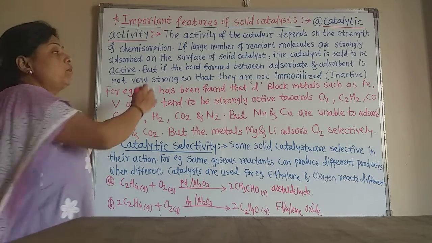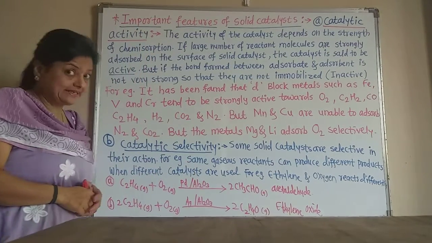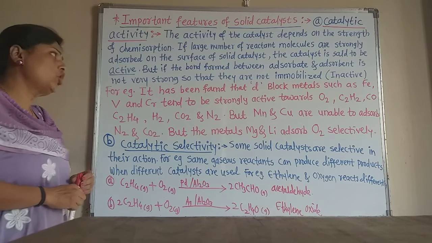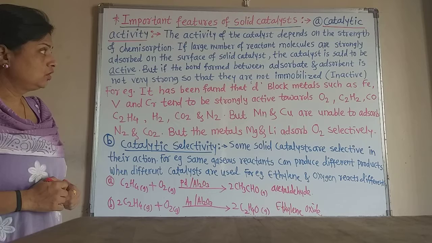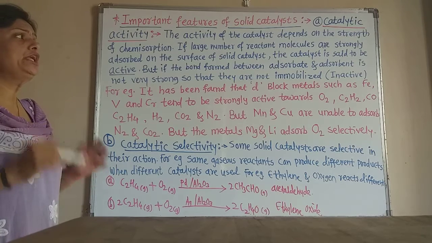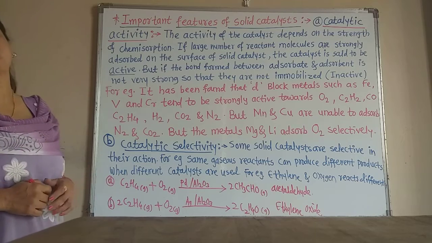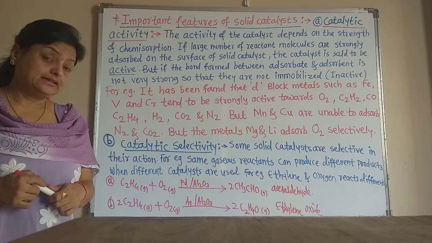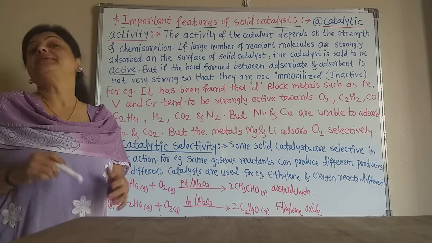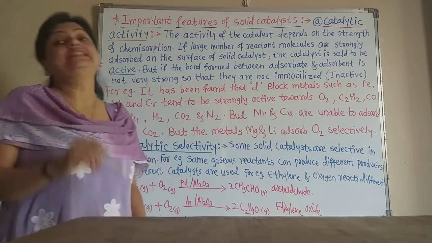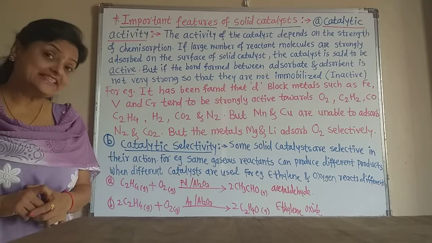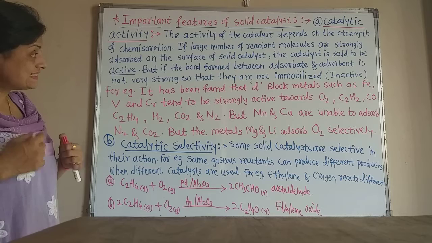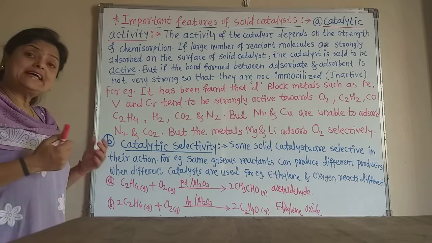But if the bond formed between the adsorbate, gas or liquid, and the adsorbent, that is the solid catalyst, is not very strong, so that they are not immobilized, that means there is no formation of a strong bond between the adsorbate and adsorbent, then the catalyst is inactive for that catalysis. Now this is about the catalytic activity, the first feature of the catalyst. Now the second feature. What is the example of this?